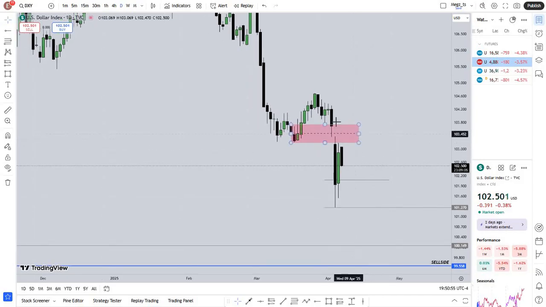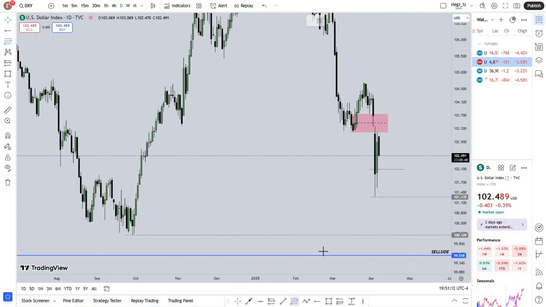Okay, and bearish on the dollar index so long as this high stays intact. So I'm just going to trade back below, trade around here, and then we drop lower, aiming for sell side liquidity.